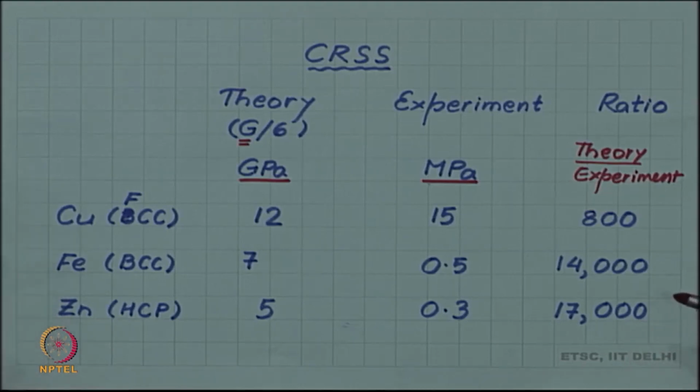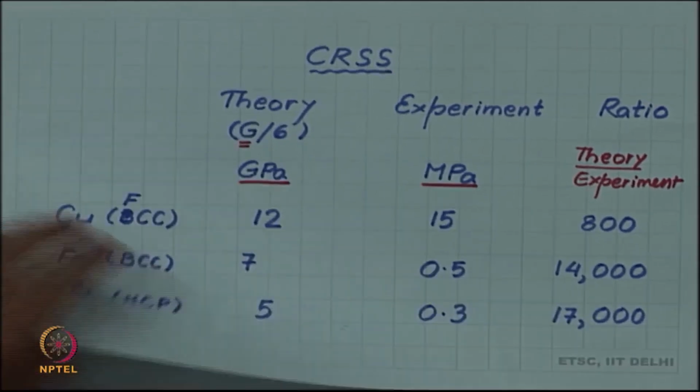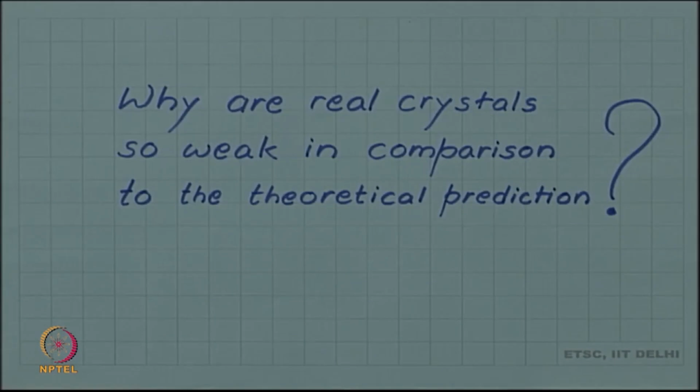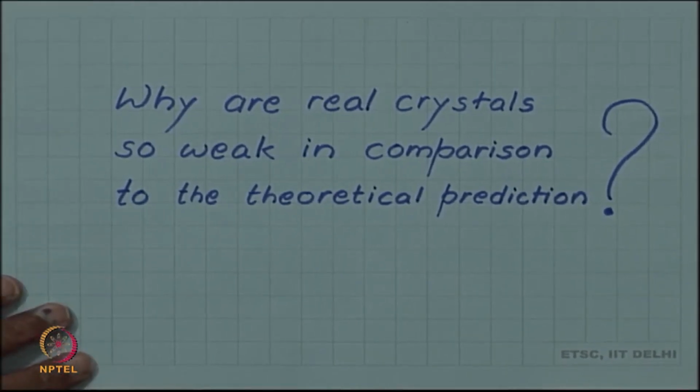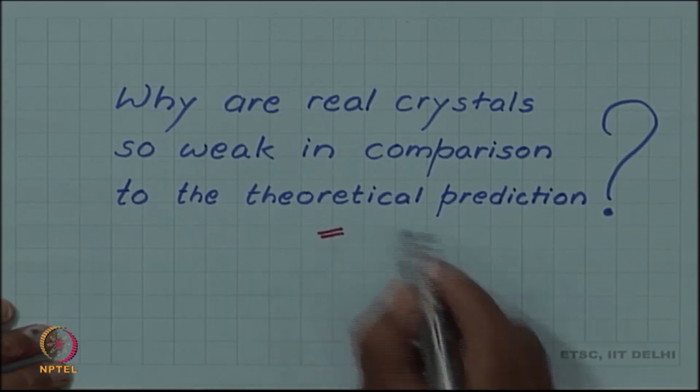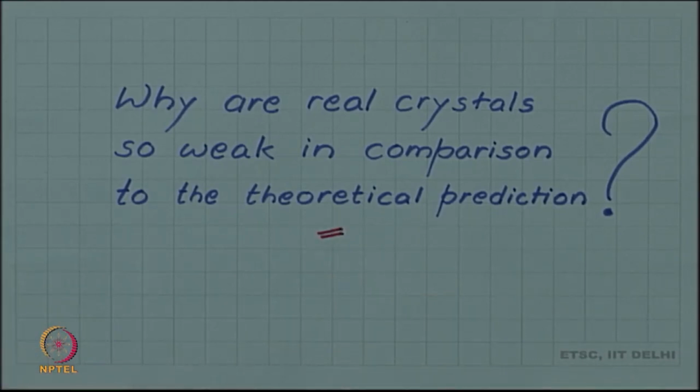So, it is not a little disagreement between theory and experiment, there is a huge gap between theory and experiment. This was a big mystery, a big problem some 90 years ago when people were worrying about this and calculating these values. So, this question, why are real crystals so weak compared to theoretically predicted values, was a big question, and we will look at how this problem was actually solved.